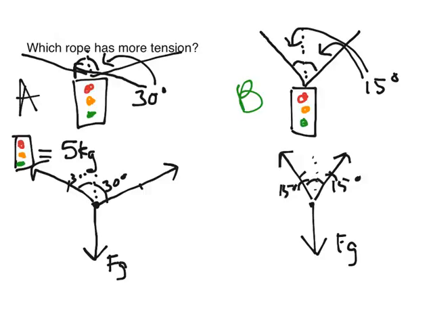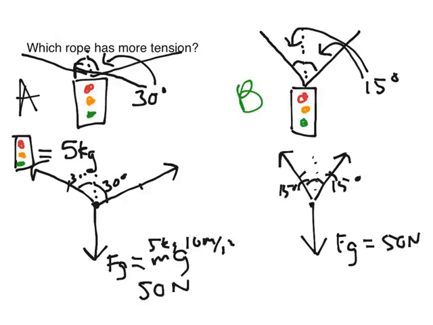Alright, so let's think about it. Since stoplights don't fall, we can easily calculate the force of gravity. It's the mass times the acceleration due to gravity, so I'm going to abbreviate this as 10 meters per second squared, and we already know that it's 5 kilograms. So your FG for this is going to be 5 times 10, 50 newtons. That will be the same for both of them. From here, now you know, hey, it's not falling. Stoplights don't fall in the middle of the road.